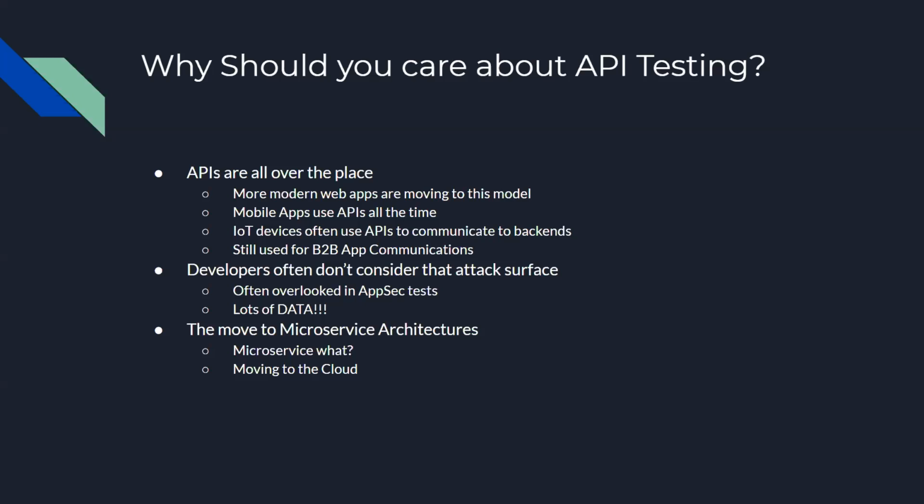Now, what's the importance of that? All of these servers talk to one another via web services tiers. So as organizations are moving to the cloud and to these microservices architectures, these APIs become more and more prevalent. And once again, lots of data, lots of areas to abuse.